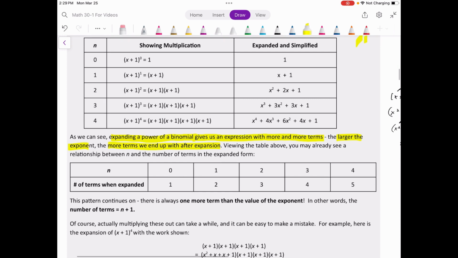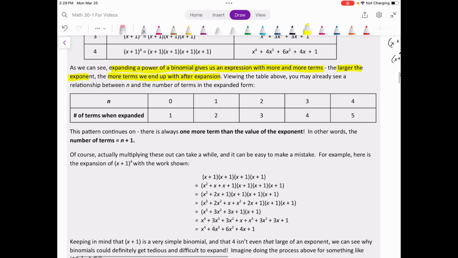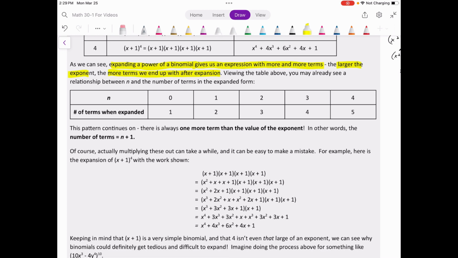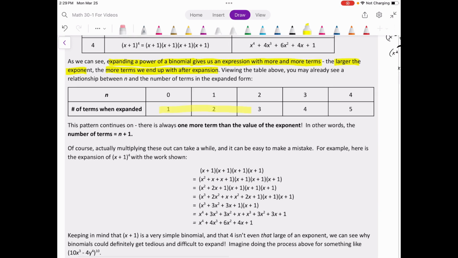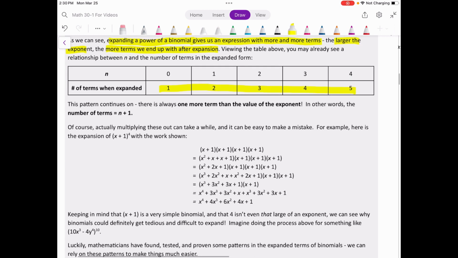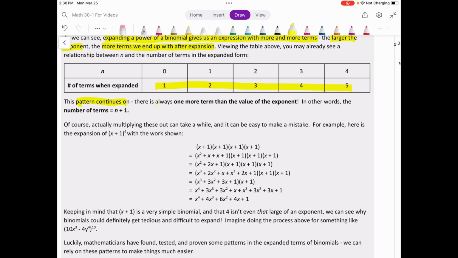Even looking at that example that I just talked about, when n was 5, we imagined having all of these plus an x to the 5th term, giving us 6 terms total. So you can see this pattern here. Whatever n is, we're going to have 1 more term than that when expanded out. If we have a binomial to the power of 0, we get 1 term. Binomial to the power of 1, 2 terms. Binomial to the power of 2, 3 terms. To the power of 3, 4 terms. To the power of 4, 5 terms. So this pattern actually continues on forever. There's always 1 more term than the value of the exponent.